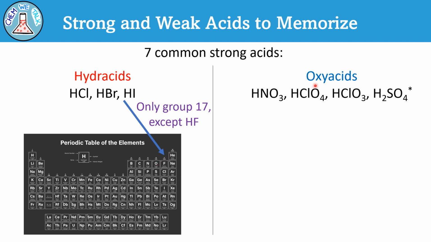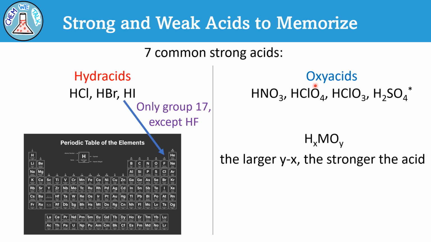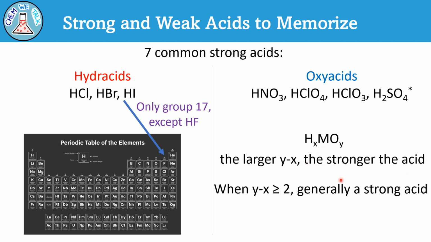For the oxyacids, there is more of a mathematical way to predict if an acid is going to be strong or not. They are represented by this general HxMOy formula, where x denotes the number of hydrogens present and y denotes the number of oxygens present. And the larger the y minus x, the difference between the number of oxygens and hydrogens, the stronger the acid will be. When this difference is equal to or greater than 2, generally you're going to get a strong acid. So let's take a look at our examples here of strong acids.